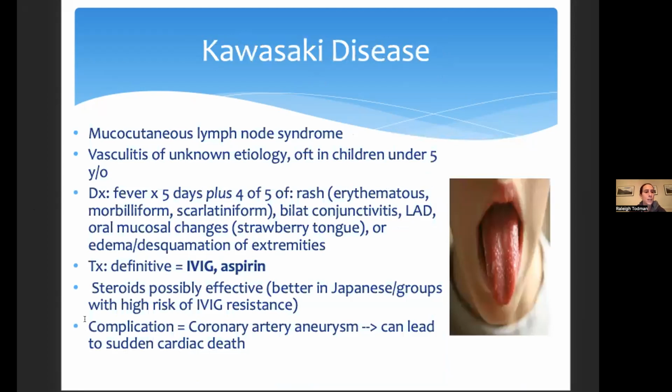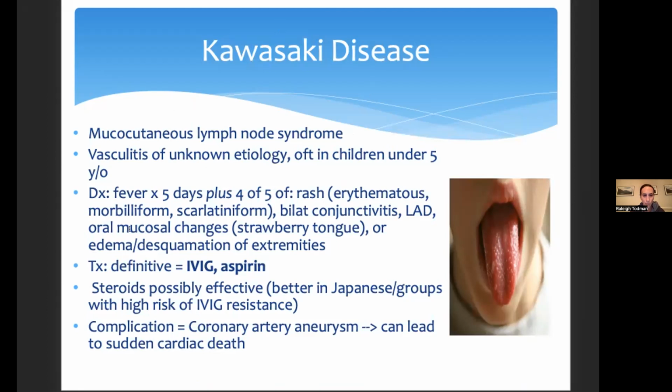Another one that has a distinctive rash is Kawasaki disease. I think it's more commonly known as mucocutaneous lymph node syndrome. This is a vasculitis of unclear etiology, and it's usually in children under 5. So probably most of you have seen this more recently than I have.